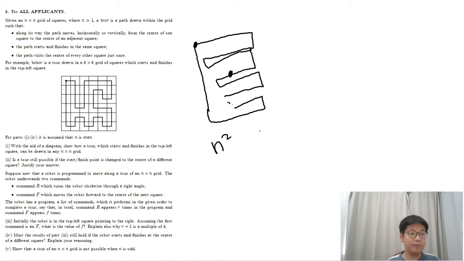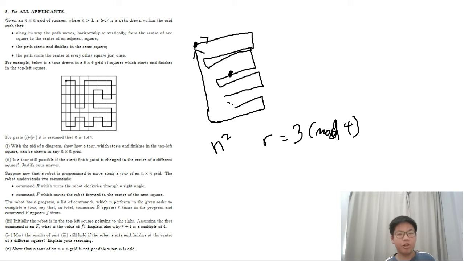And explain why r plus 1 is a multiple of 4. So, let's say the robot is here and then after you finish, it is up here. This means it has turned 270 degrees. So therefore r is 3 mod 4. Do you know why it's called mod 4? Because it's the remainder when divided by 4. So this can be 3, can be 7, can be whatever, as long as the remainder when divided by 4 is 3.